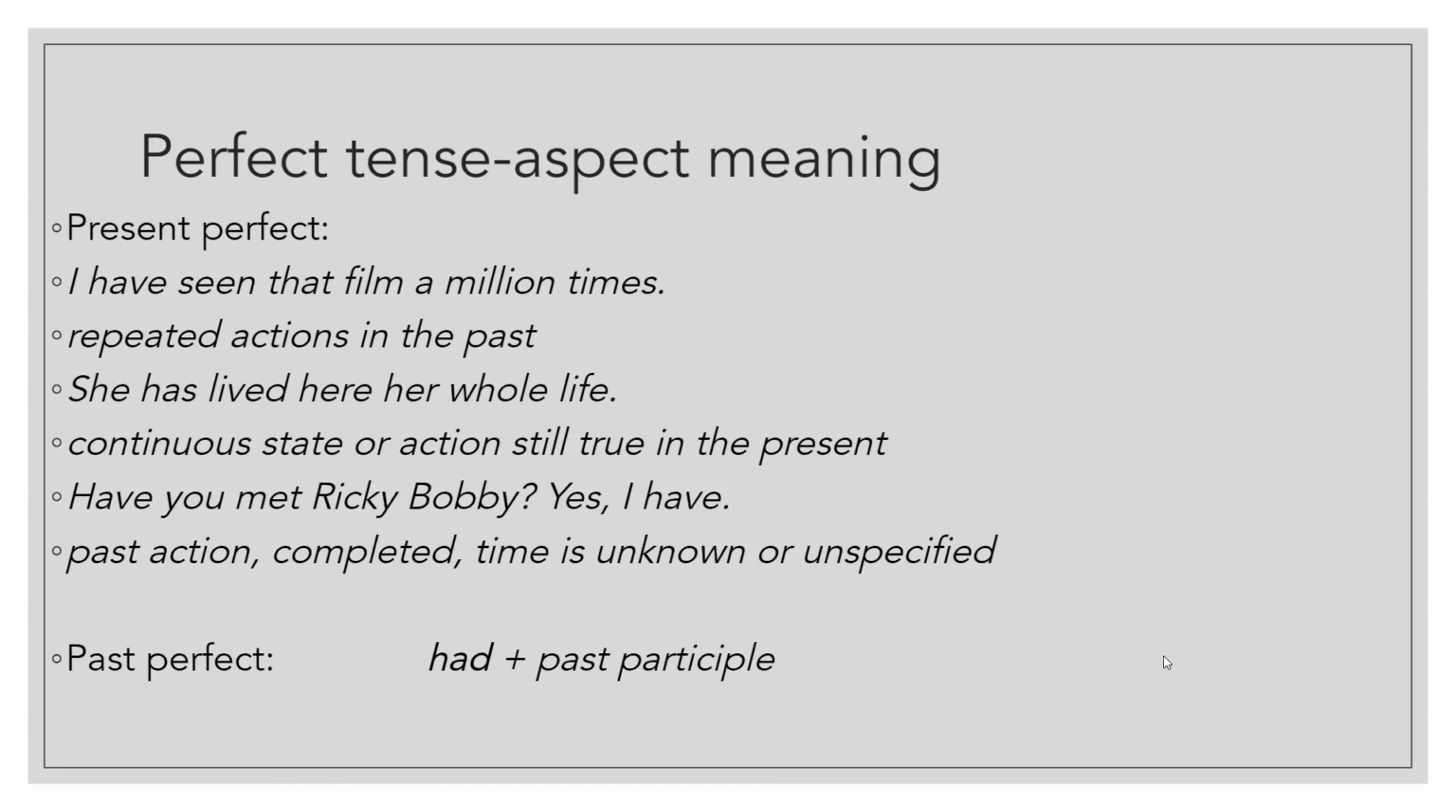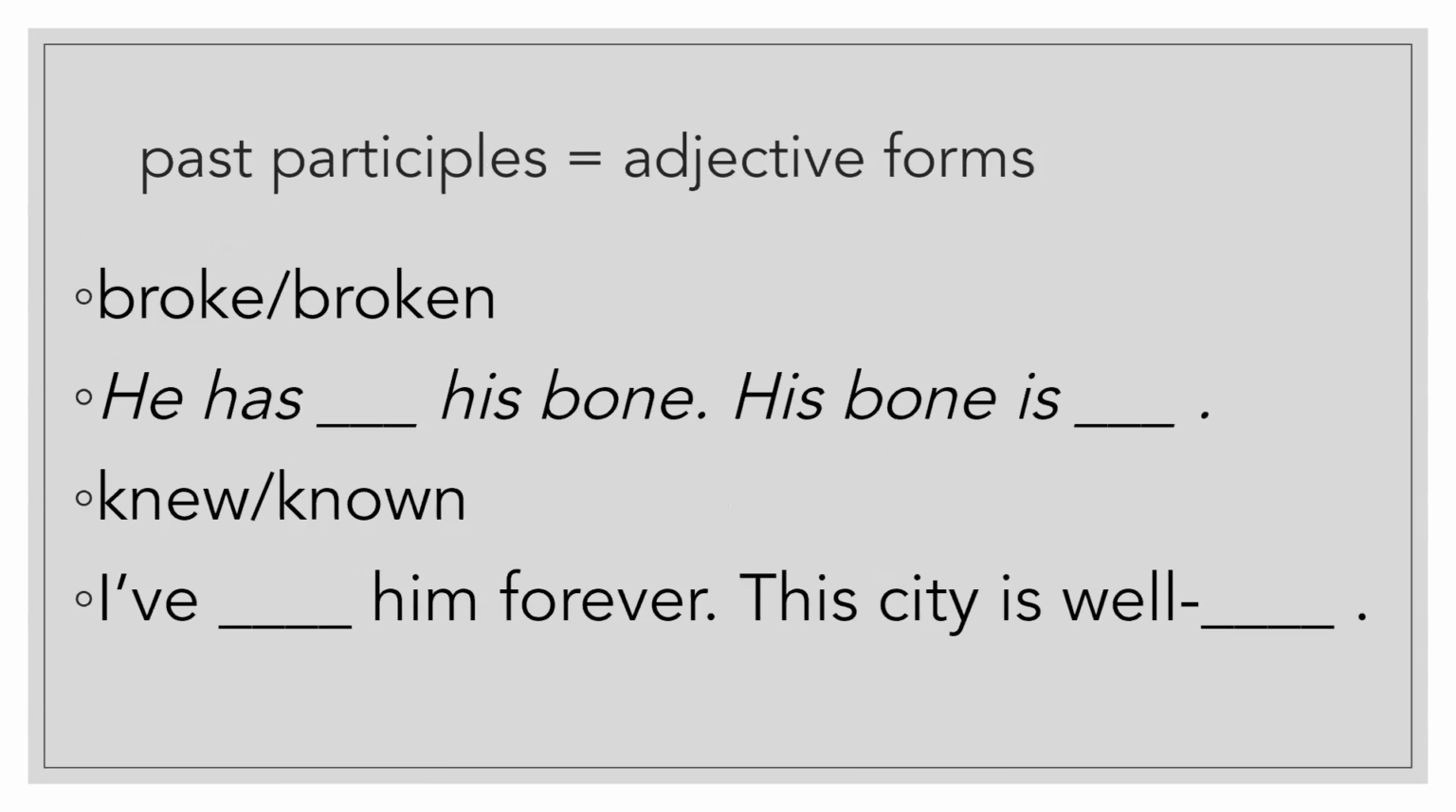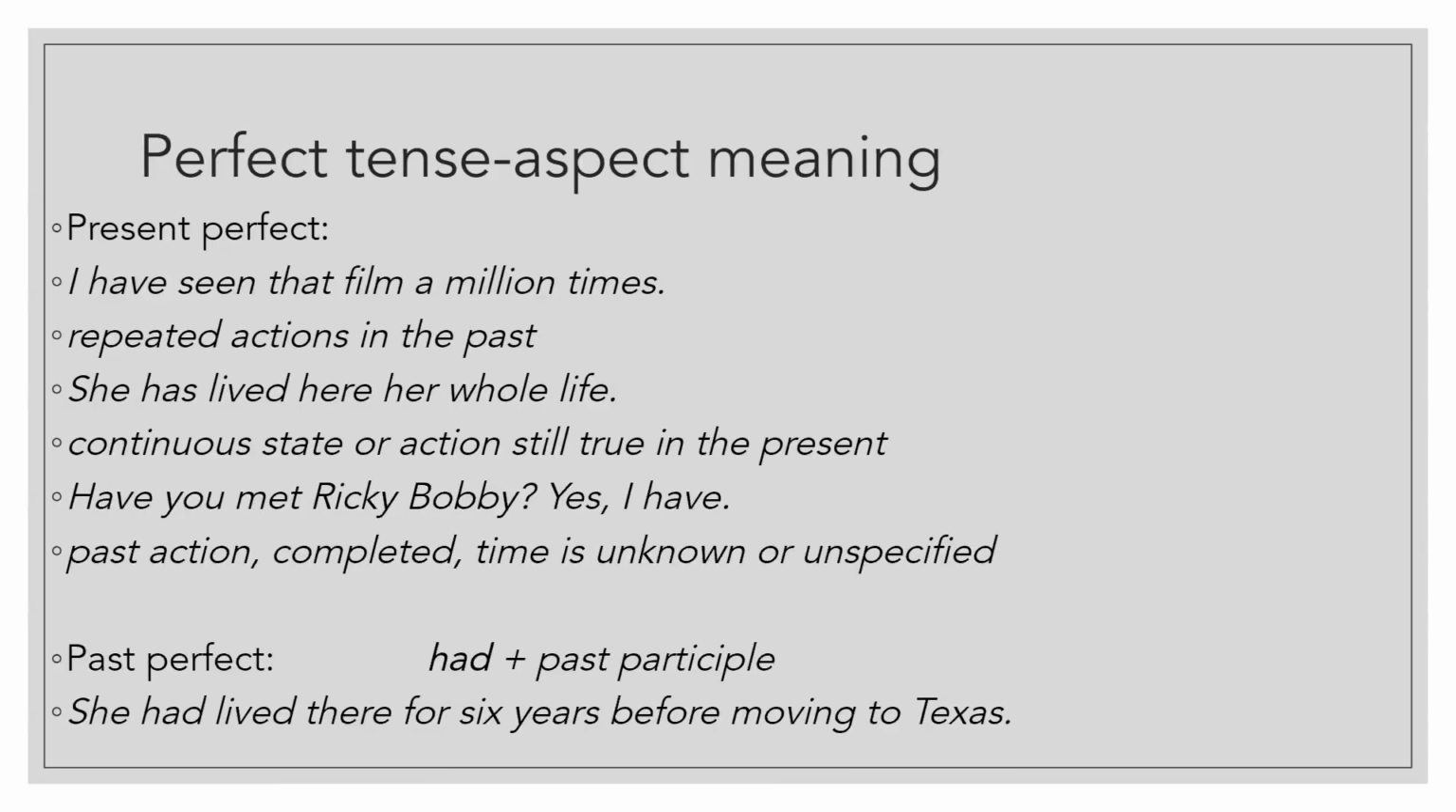Okay? For past perfect, we have one meaning, one purpose, right? She had lived there for 6 years before moving to Texas. It's a past event that happened before another past event. So we use past perfect when we are talking about two different events that both happened in the past. One happened before the other.